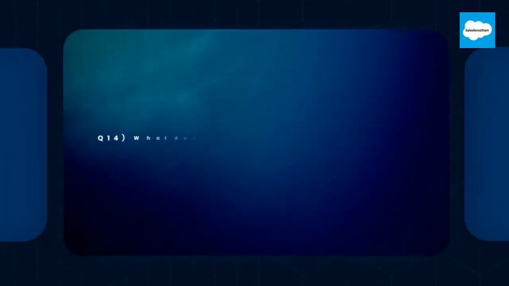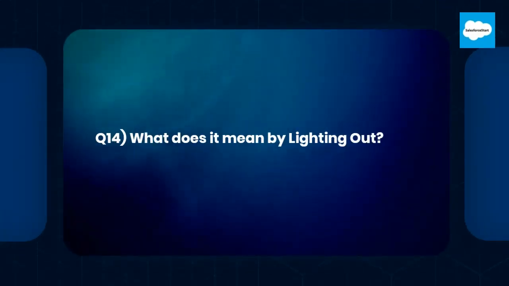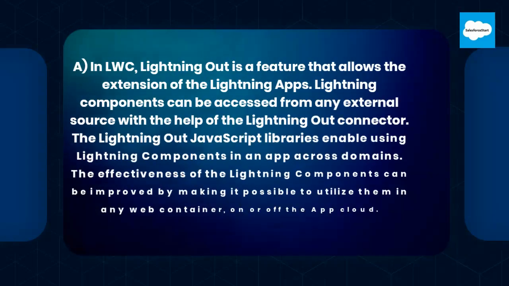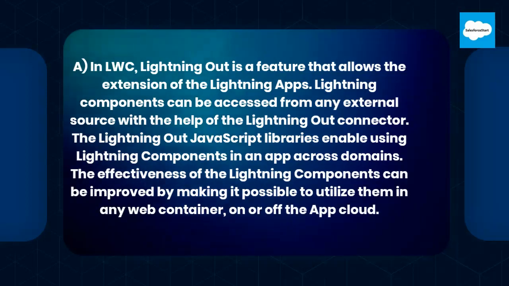Question number 14. What does it mean by Lightning Out? Answer: in LWC, Lightning Out is a feature that allows the extension of the Lightning apps. Lightning components can be accessed from any external source with the help of the Lightning Out connector. The Lightning Out JavaScript libraries enable using Lightning components in an app across domains. The effectiveness of the Lightning components can be improved by making it possible to utilize them in any web container, on or off the App Cloud.